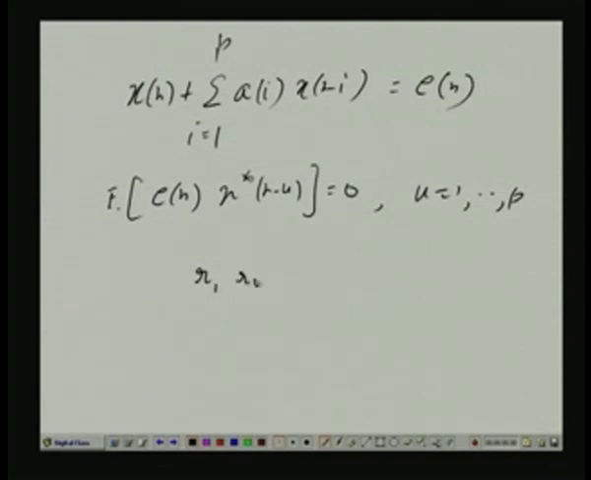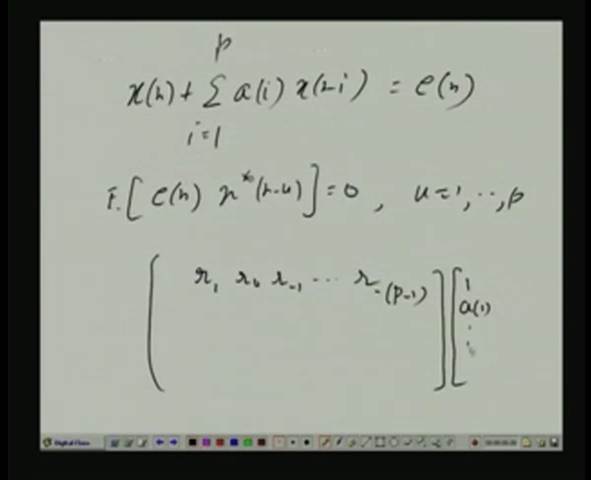R 1, R 0, R minus 1 dot dot dot. Last one will be what? n minus p, x n minus p, x star n minus 1. So, R within bracket minus p minus 1 form a matrix, 1 a 1 dot dot dot a p, this is equal to 0 dot dot dot 0.